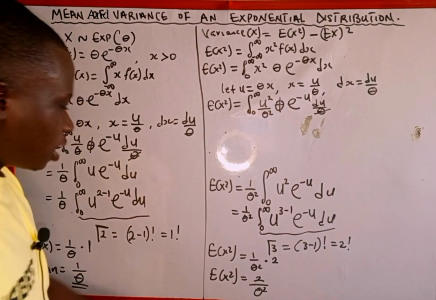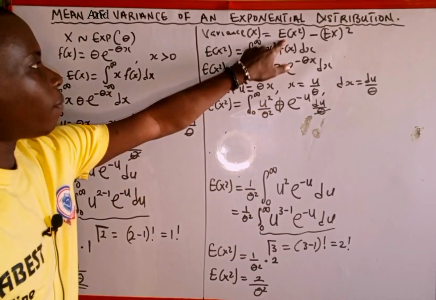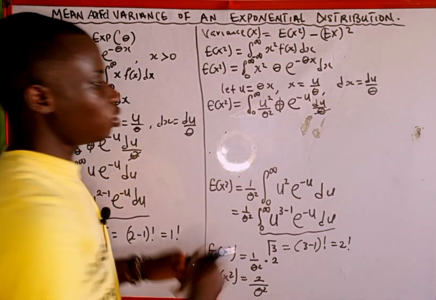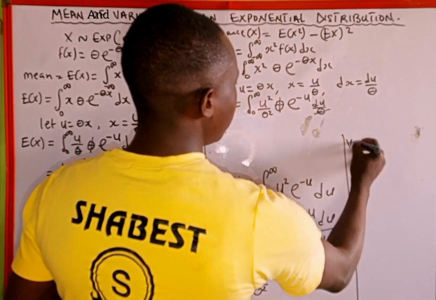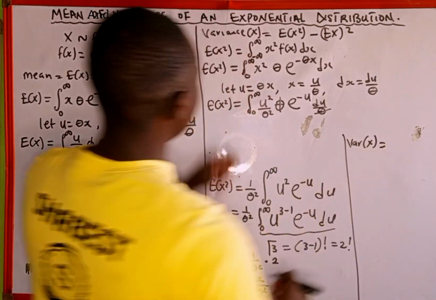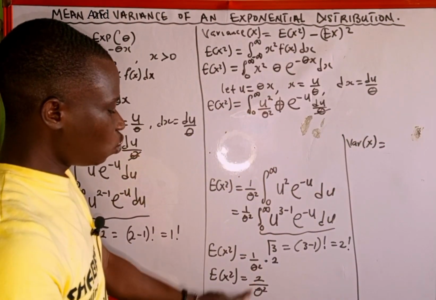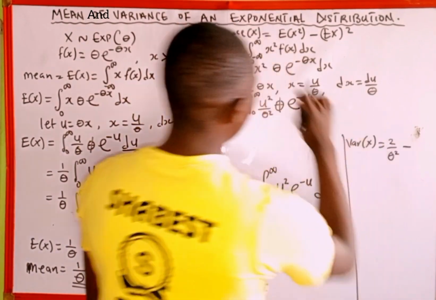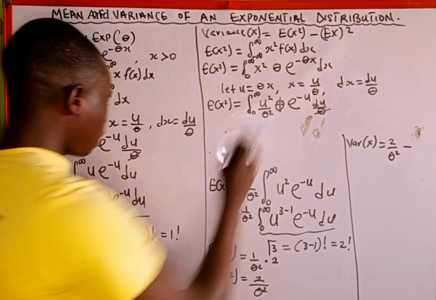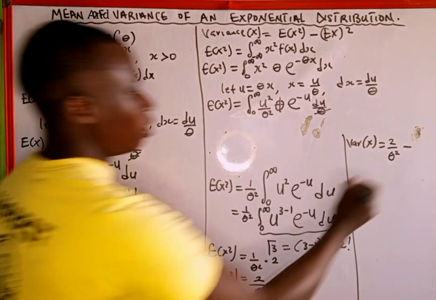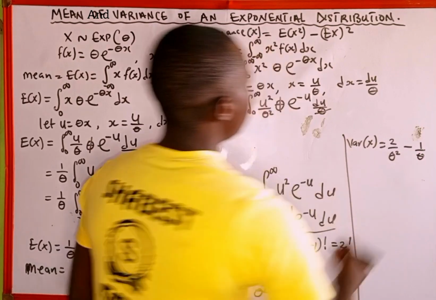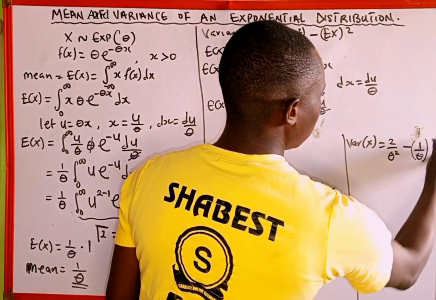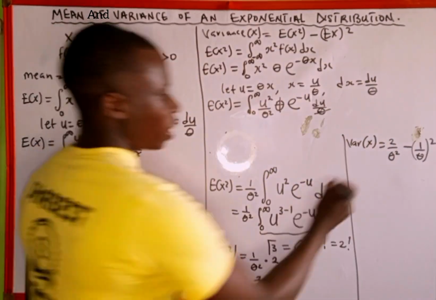Now we have the value of the expected value of x squared, and the expected value of x is 1 over theta. Now we're going to substitute into this formula. Therefore, the variance of x will be equal to the expected value of x squared, which is 2 over theta squared, minus, from the formula, the expected value of x, which is 1 over theta. But recall that it is the expected value of x all squared. So we square this.